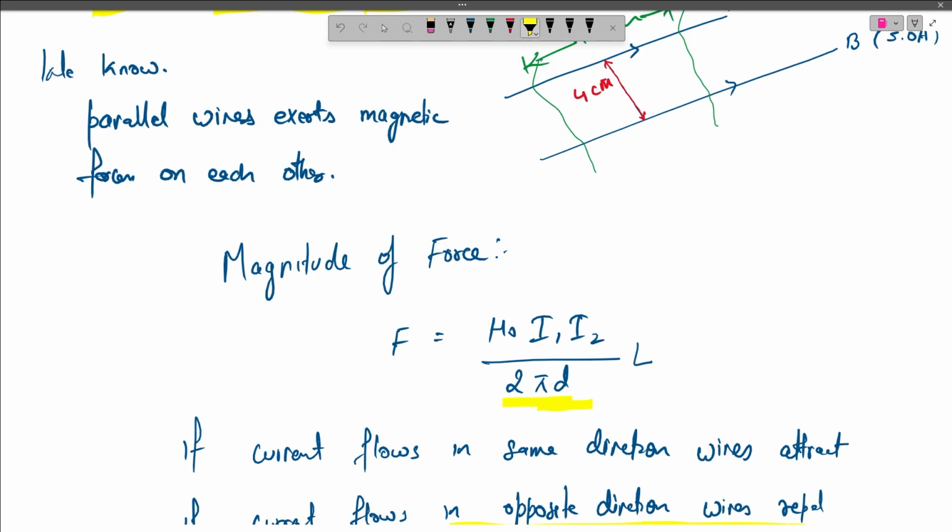where I1 and I2 are the currents in each wire, and mu naught is the permeability of free space, and its magnitude is 4 pi into 10 to the power minus 7 Tesla meter per ampere, and L is the length of the wire under consideration, and here d is the separation distance between the two wires.